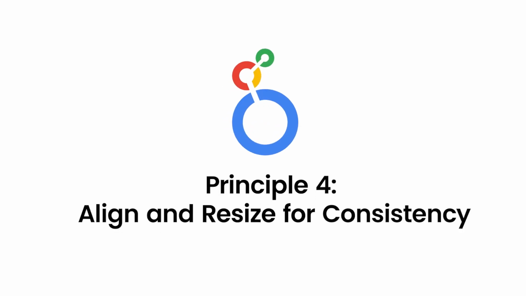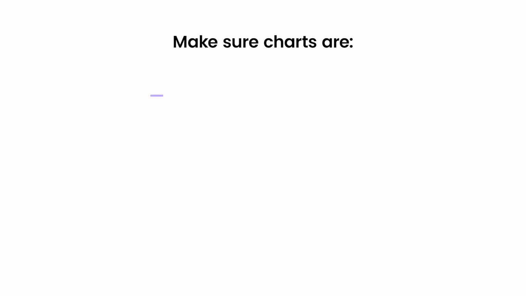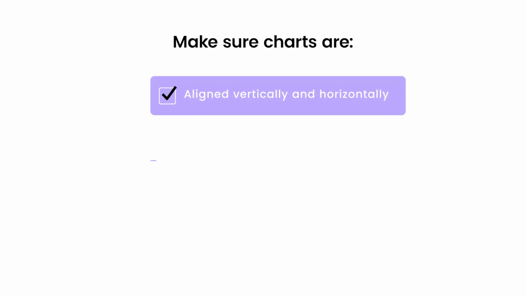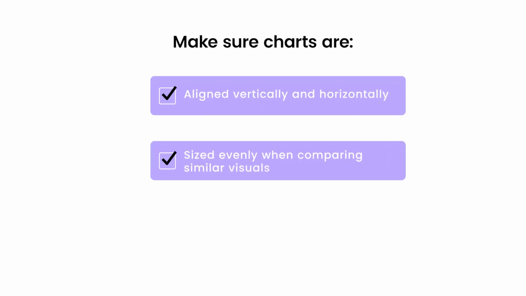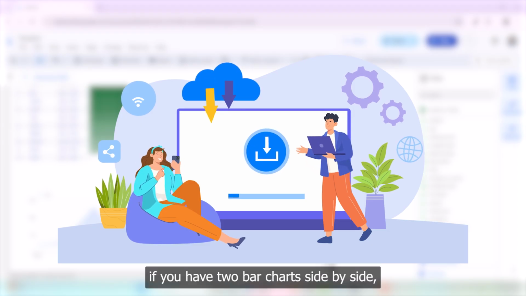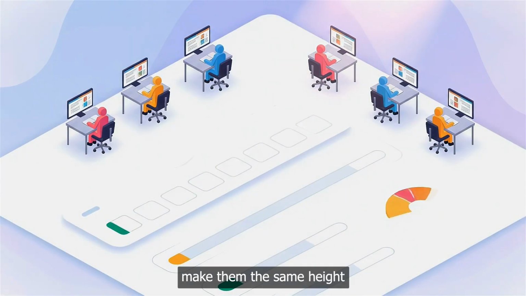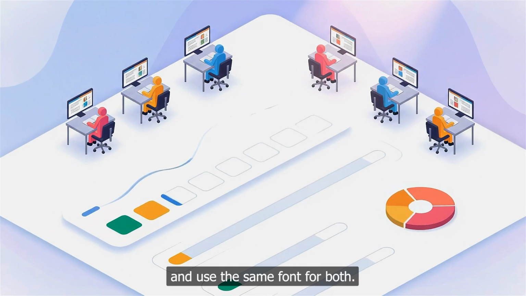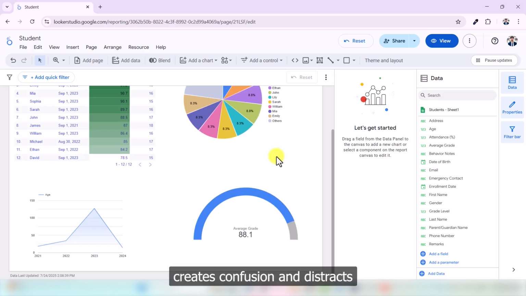Principle 4. Align and resize for consistency. Make sure charts are aligned vertically and horizontally, sized evenly when comparing similar visuals, and labeled clearly and consistently. For example, if you have 2 bar charts side by side, make them the same height and use the same font for both. Inconsistent sizing creates confusion and distracts from your message.